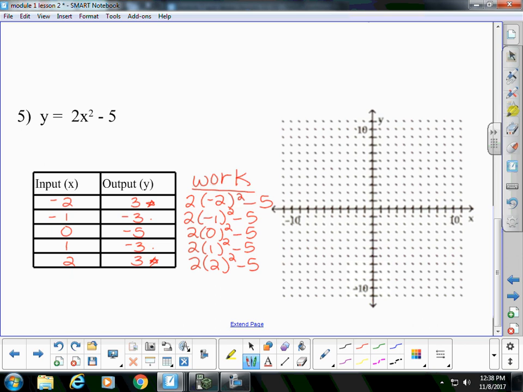Okay, plotting the points. So the first point is -2, so left 2, up 3. And then -1, left 1, down 3. And then 0, -5, so stay on the y-axis, down 5. Now I'm going to start doing the reflected points. So +1, down 3. See, it's symmetric here. And then +2, +3. And that point and this point here are symmetric. And there's our U shape.